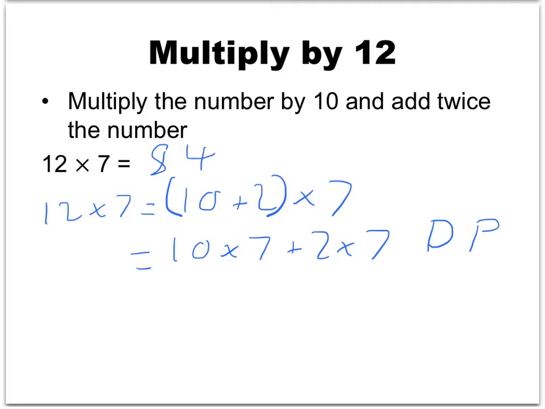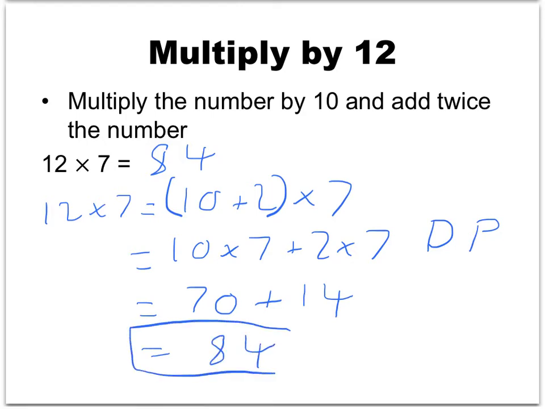And so now we can do this arithmetic. 10 times 7, so we're going to multiply the number by 10, which is 70. And then we're going to add twice the number, which is 14. So 70 plus 14 is equal to 84. So there's our answer. So there we see why this trick works, because we wrote 12 as 10 plus 2, then we use the distributive property, we get 10 times the number and twice the number, we add them together to get our answer of 84.